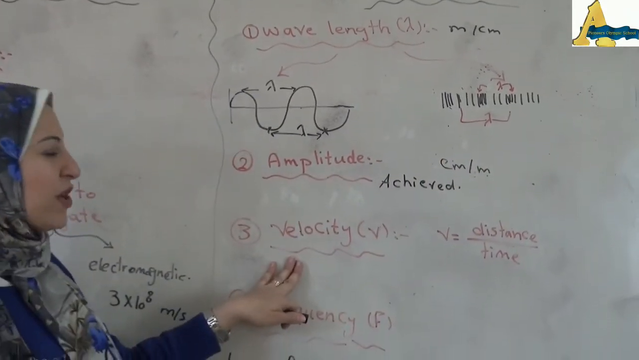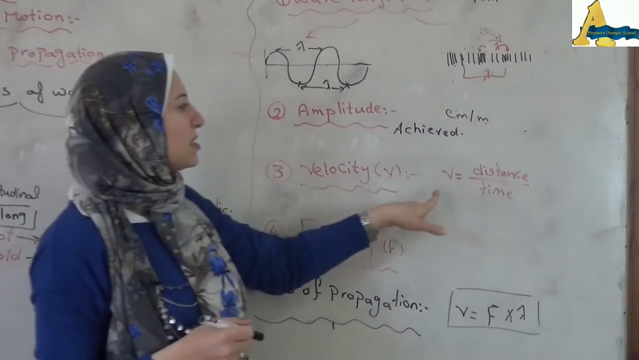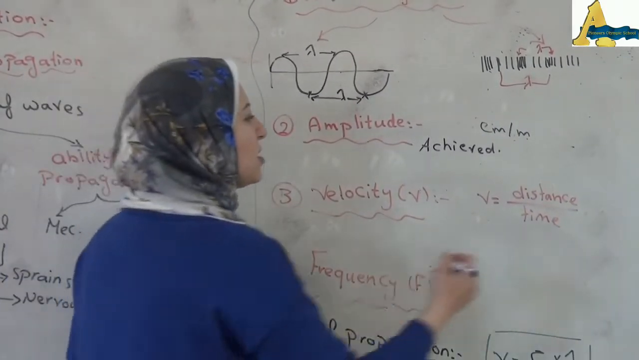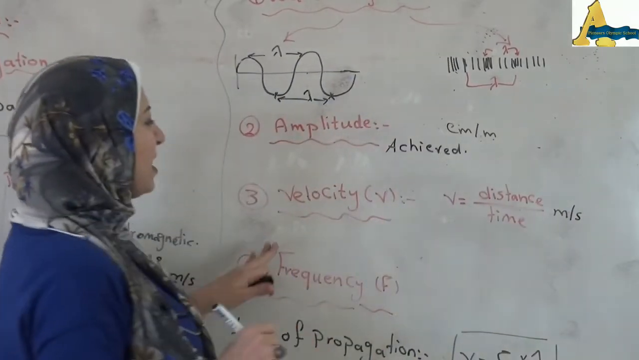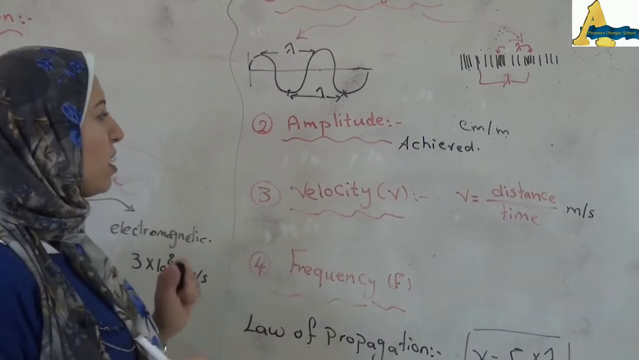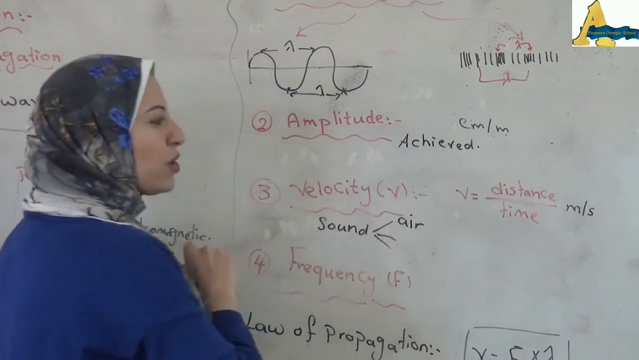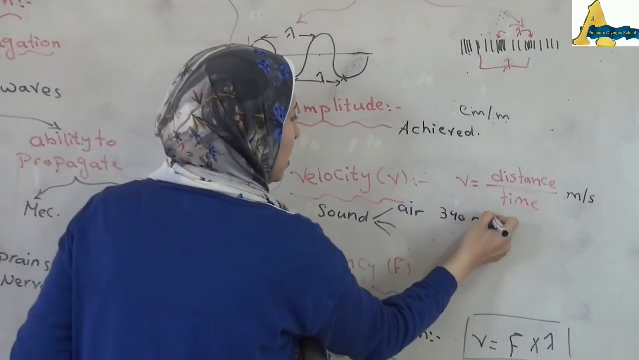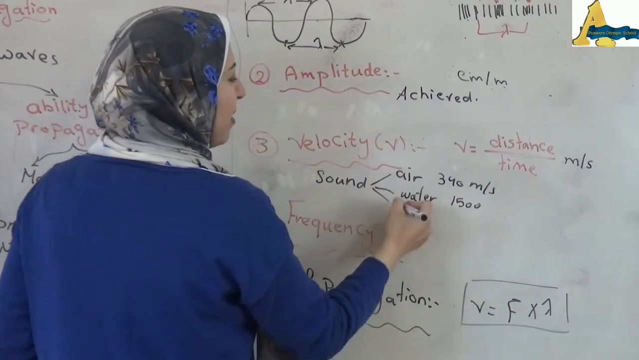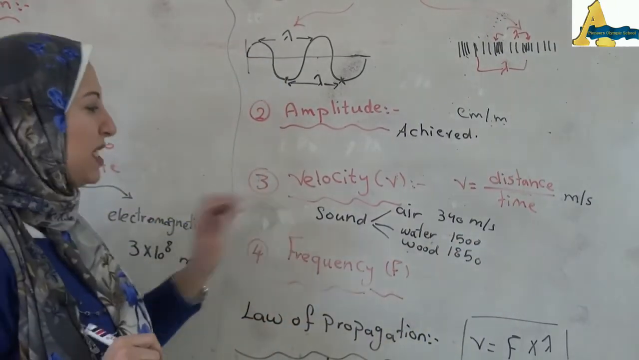Number 3, velocity. Velocity is the distance covered by the wave in 1 second. As it's distance covered in time, we can calculate it by dividing distance over time, and its unit is meters per second. Is the velocity the same in all media? No, it differs from one medium to another. For example, the sound velocity in air equals 340 meters per second, in water 1,500, and in wood 1,850 meters per second. So it differs from one medium to another.